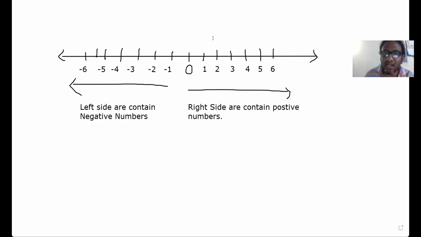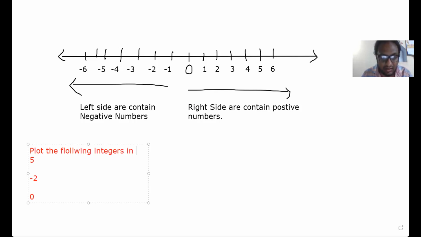If someone said, okay, dear Siddharth, plot 5, minus 2 or 0 on the number line. Plot the following integers in a number line. So you can easily understand that I have to plot 5, minus 2 and 0 on the number line.